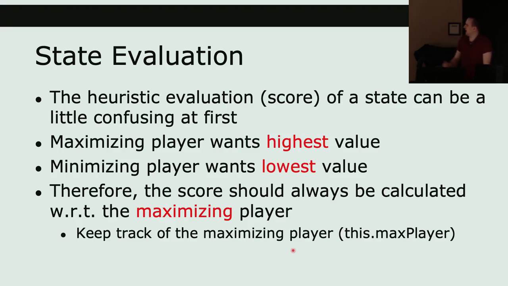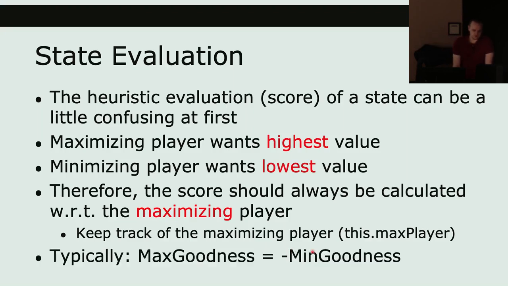And so because of that, you want to keep track of the maximizing player somewhere in your search, right? Because you might be at depth 7, and then you're like, oh crap, who was the first person to move again? Well, you want to be able to look that up somehow. And so typically, when you have a state evaluation, the maximum possible good thing for you is the maximum possible bad thing for the other player, right?